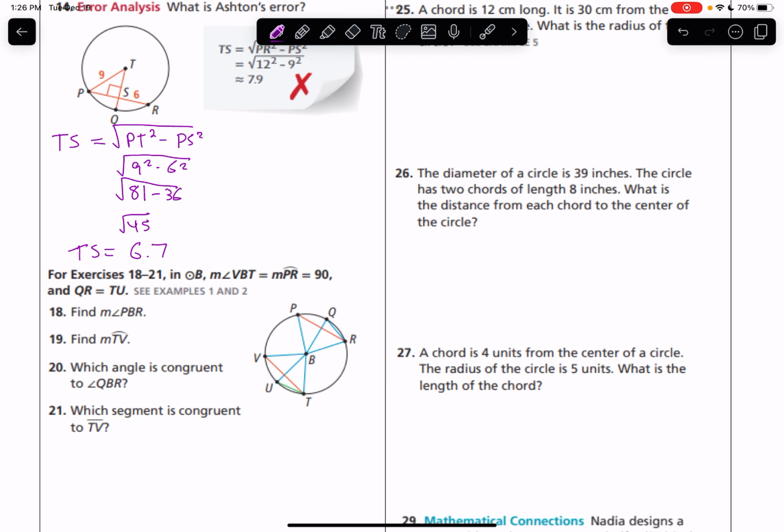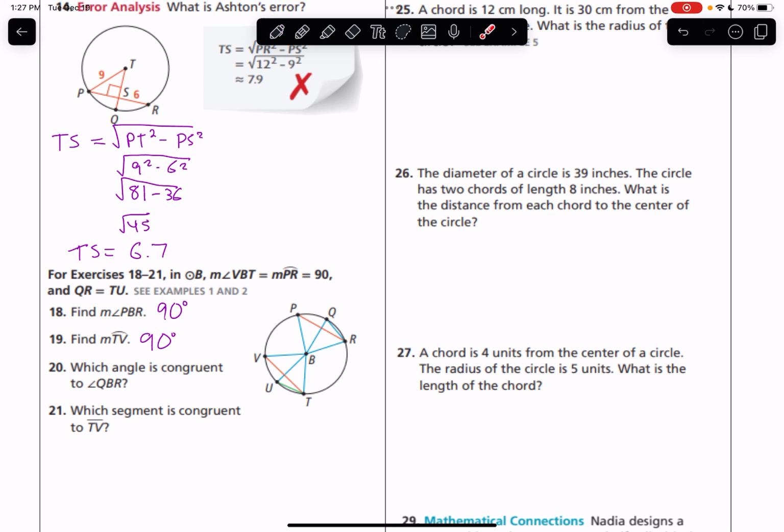18 and 19, 20 and 21 are all about this diagram to the left here. So we see some information at the top as well. It says find the measure of angle PBR. And since we know that arc PR is 90, the central angle is also the same as the arc, so that is 90 degrees. The measure of arc TV, well, we know that the measure of angle VBT is 90, so the exterior arc is also 90 degrees.